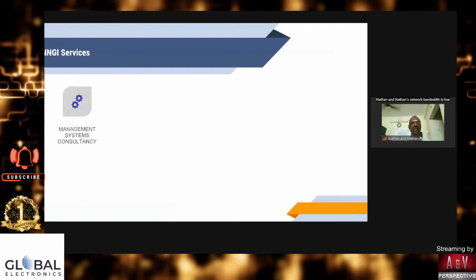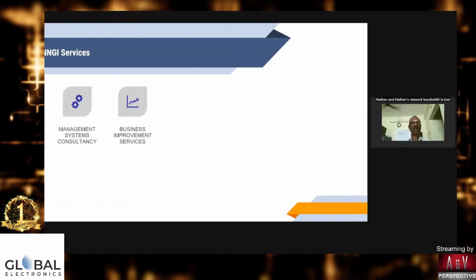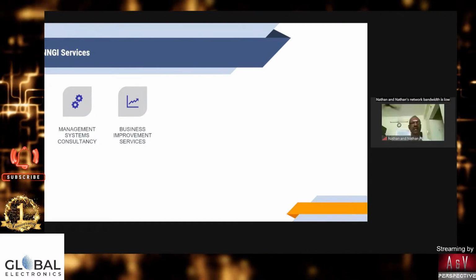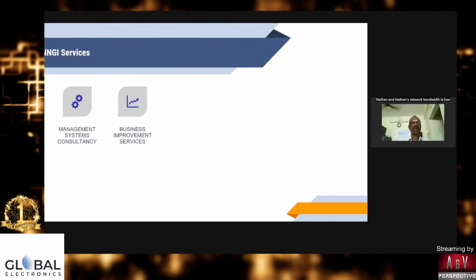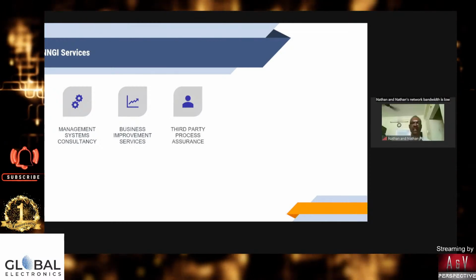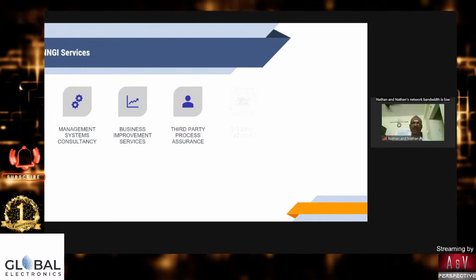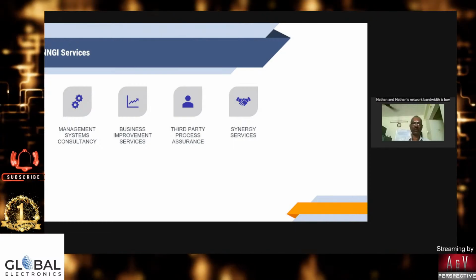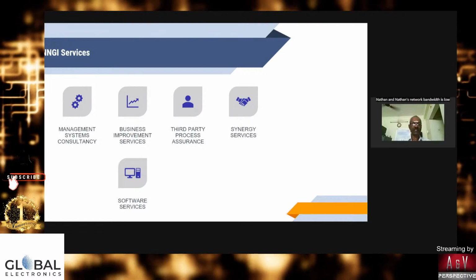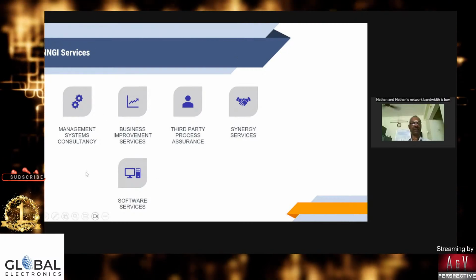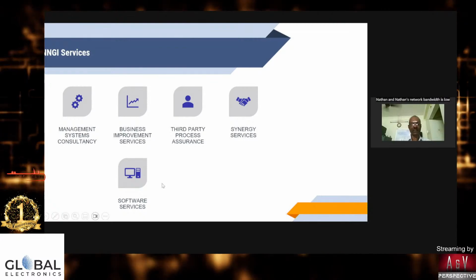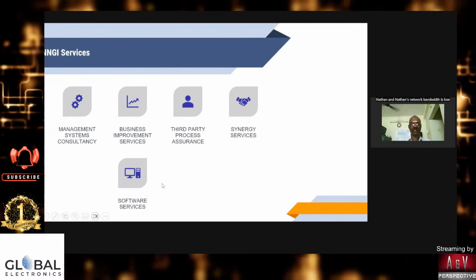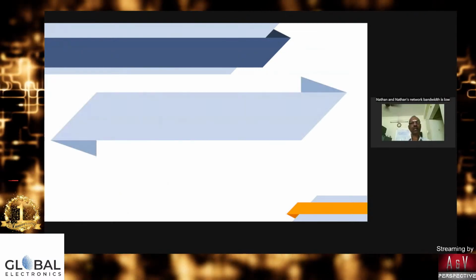Just a quick overview of our services: primarily management system consultancy, that is, consultancy on various aspects of management system standards. We take up a lot of business improvement services. We take up third-party process assurance services also. We have synergy services by which we help a lot of companies to promote their products, and we do sourcing support. We have a software service division. The software service division and the management system consultancy wing have tied up to develop this digital integrated quality management system. We have a product sales team also.